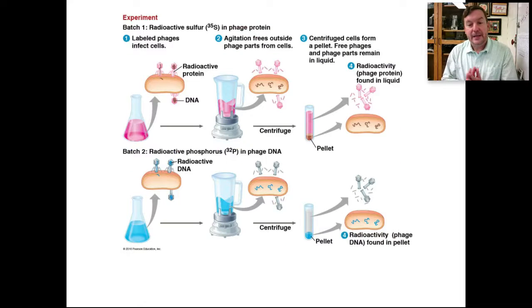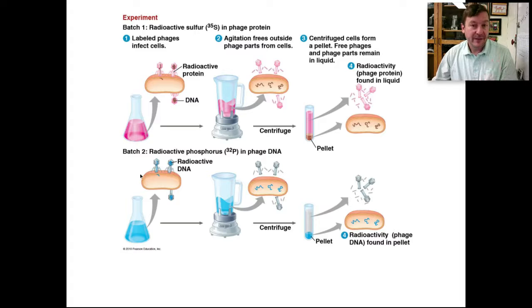And so they gave them the sulfur, allowed them to infect the bacteria, went through this whole process. And what they found was that after going through with batch one here, the sulfur ones, they didn't find any of the radioactive material inside the bacteria, which means the protein that they had radio labeled was not being injected into the host cells.